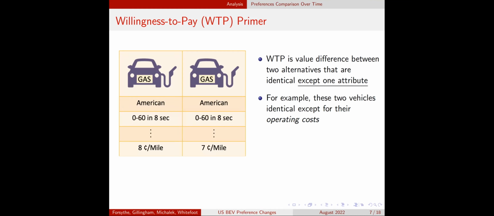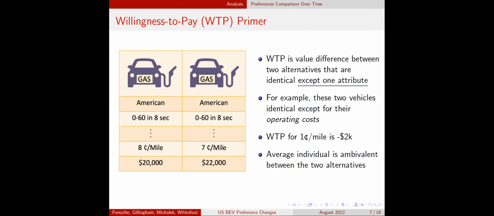If we were to say the willingness to pay for that is negative $2,000, and the rightmost vehicle is priced at $22,000, then in order for the average individual to be ambivalent, or 50-50, on which one they would choose, we would price the leftmost vehicle at $2,000 less to account for the loss in value that the increased operating costs incur. So that's willingness to pay.